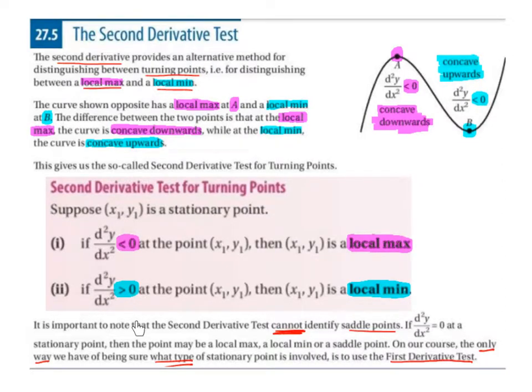It is important to note that the second derivative test cannot identify saddle points. If d squared y dx squared is equal to 0 at a stationary point, then the point may be a local max, a local min, or a saddle point. On our course, the only way we have of being sure what type of stationary point is involved is to use the first derivative test.